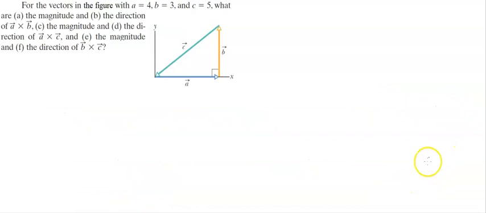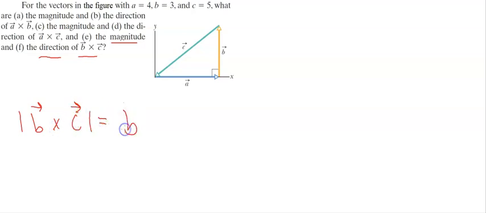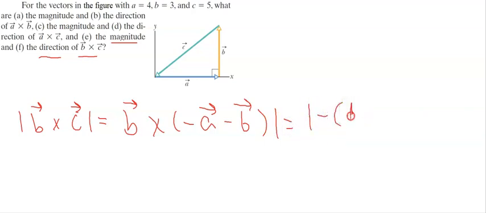Alright, so in our last two parts, we're taking a look at the magnitude and direction of B cross C. Alright, so the magnitude of B cross C, we can rewrite as B cross the components of C, which we said earlier was negative A plus negative B. And so that will give us the magnitude of negative B cross A, which is 12.